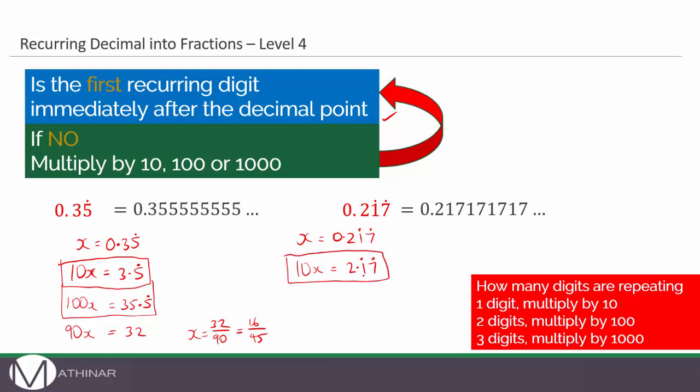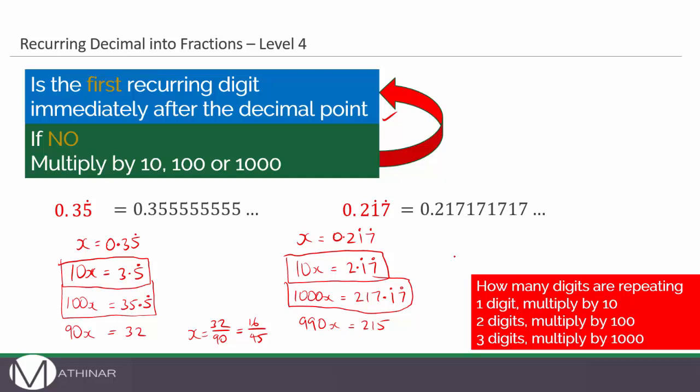Well, the number we have is 2.17 recurring, so it's 2.171717, so it's 2 digits. So we need to multiply by 100. 10x times 100 is 1000x, and this multiplied by 100 would be 217.17 recurring. So 1000x take away 10x gives you 990x, and 217.17 take away 2.17 leaves you with 215. So we've got 990x equals 215.